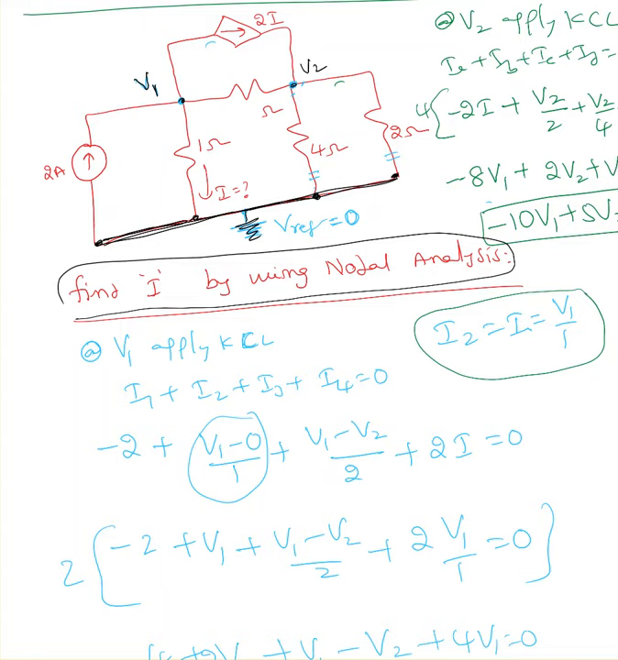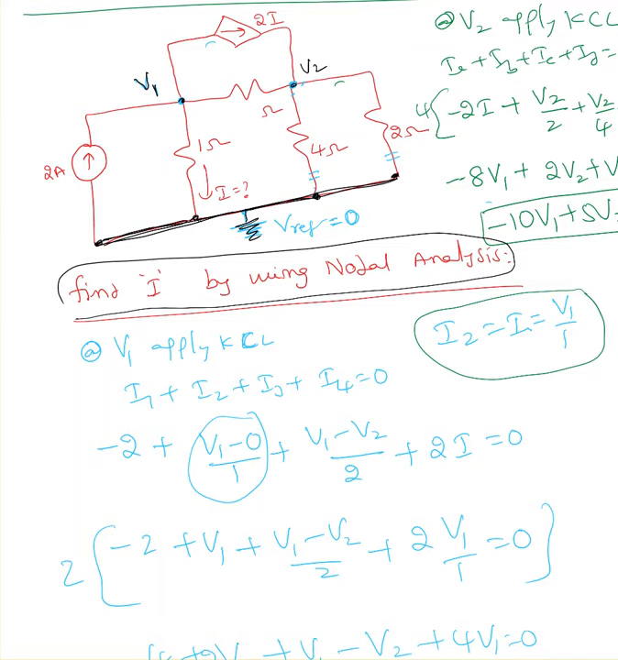Now step 2: see if you have any voltage source between the reference node and unknown nodes like v1 and v2. Do I have a voltage source between v1 and v reference? No, this is a current source. So you cannot find v1 by using the VAB equals VA minus VB formula.